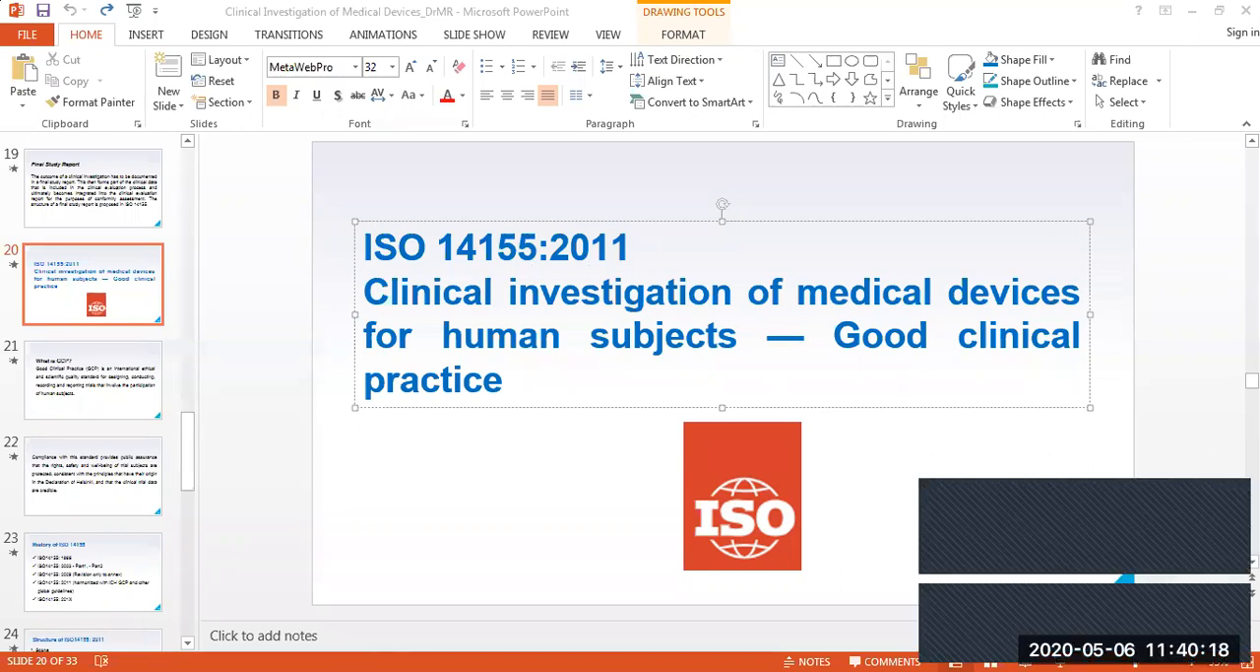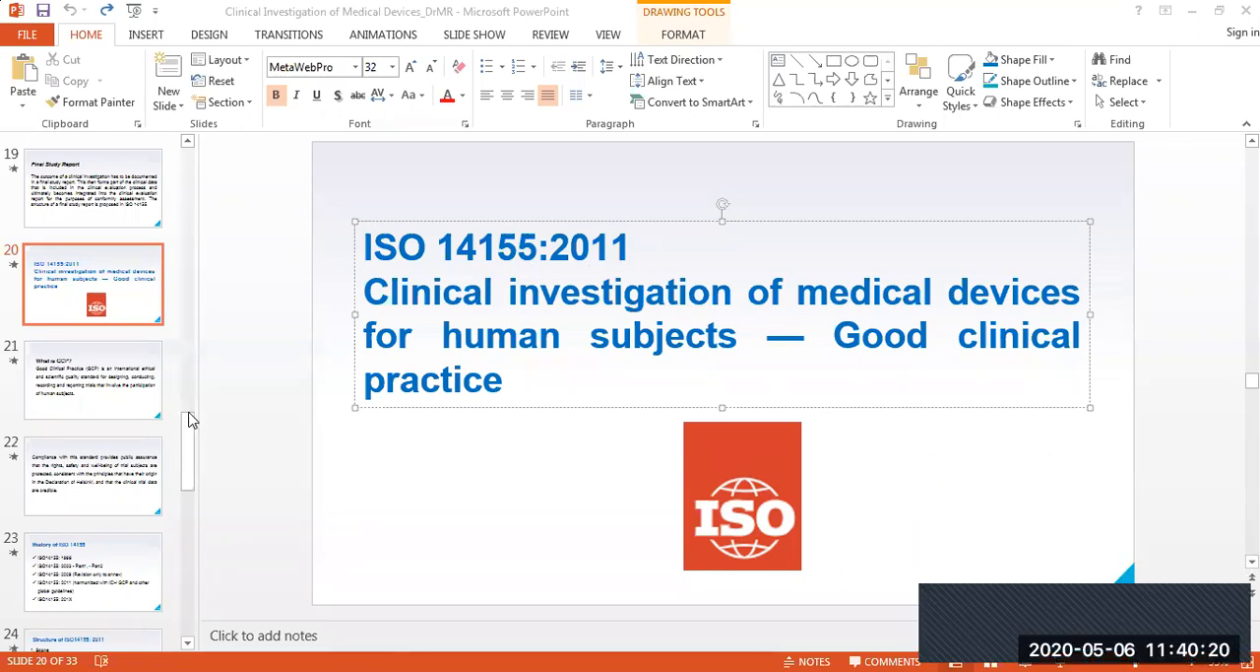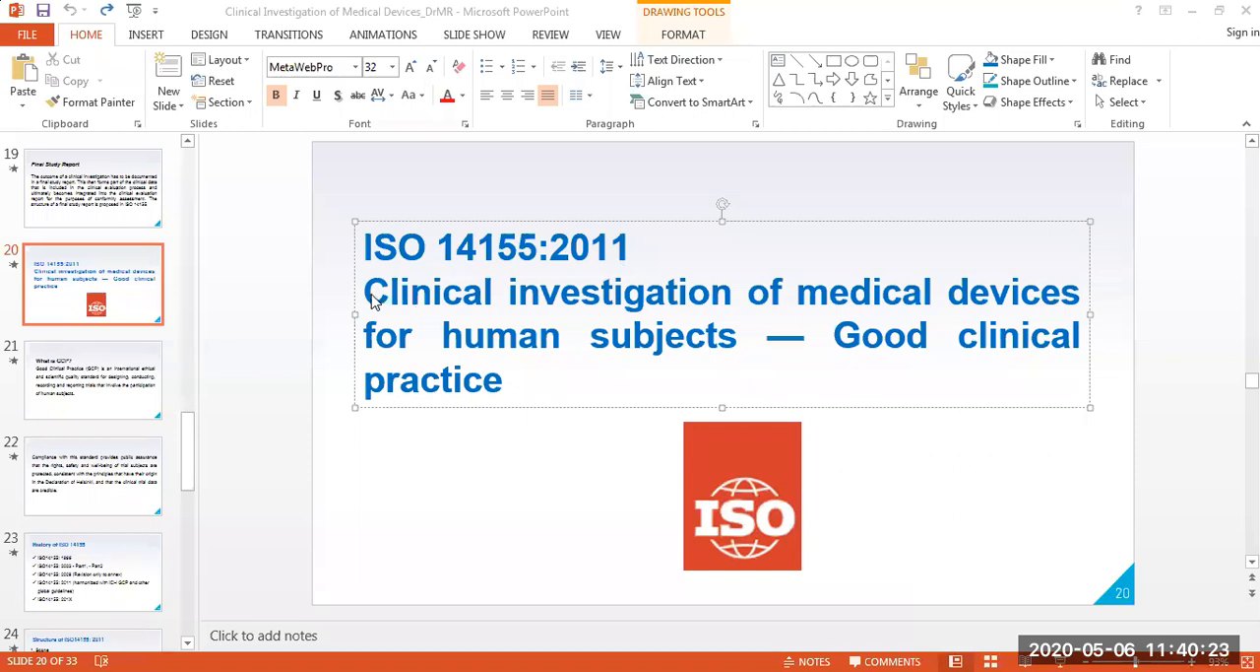Yes sir. Yes. So here you see the name ISO 14155. It is the clinical investigation of medical devices for human subjects. So it is a part of GCP. What is GCP? A good clinical practice. How do you define a good clinical practice? What is the meaning of a good clinical practice? So we will see the definition of a GCP.